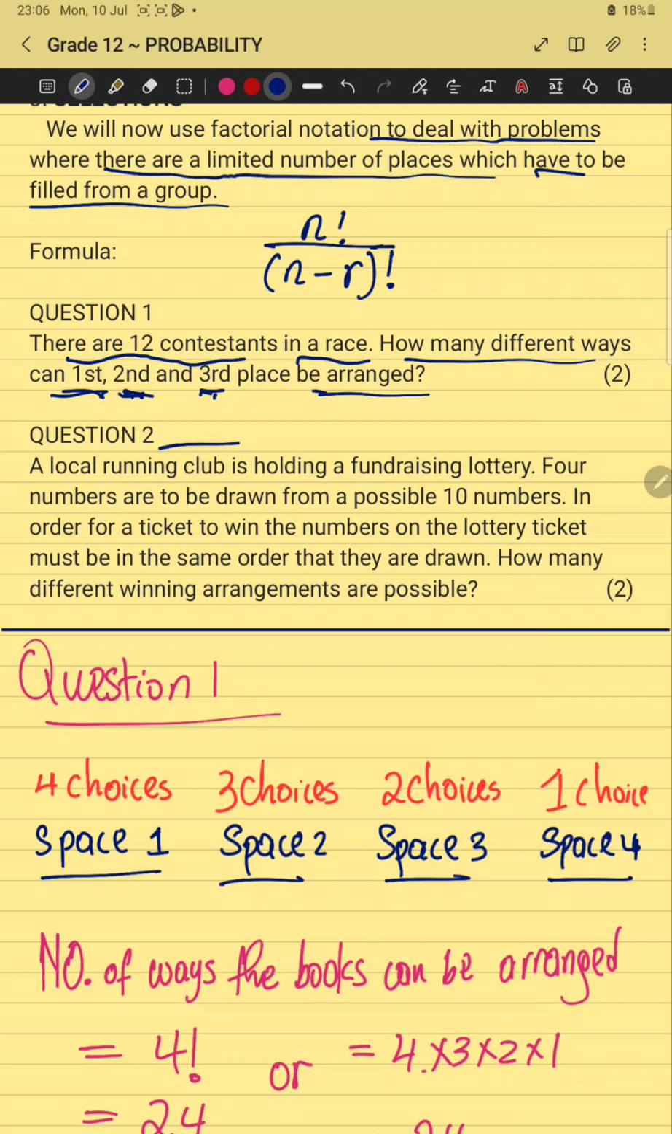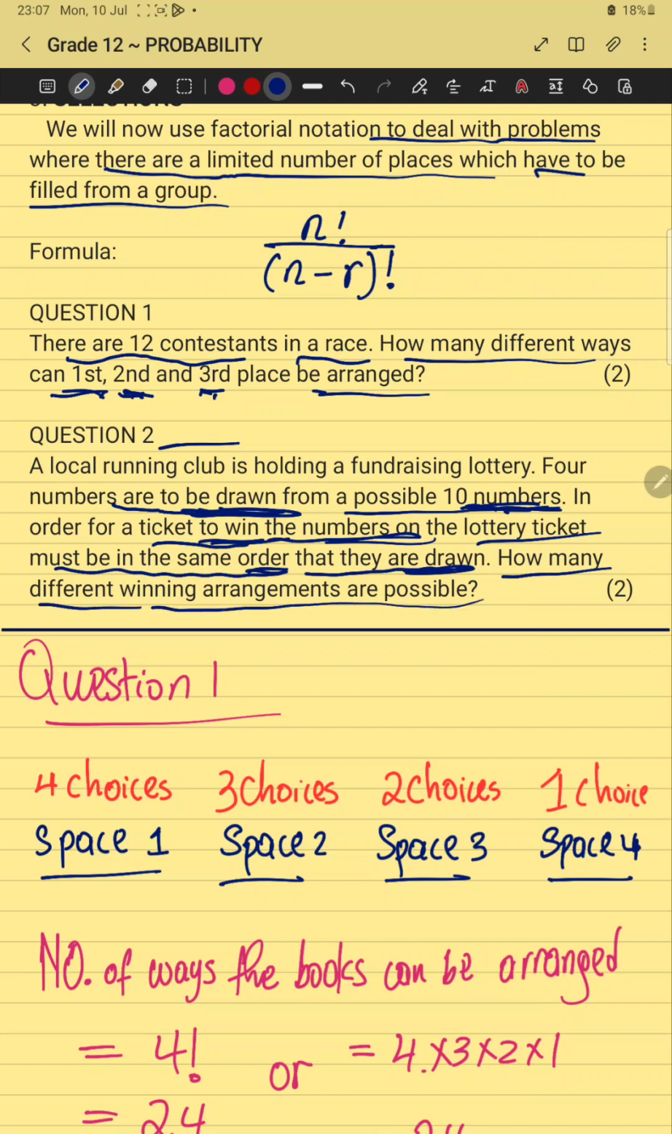A local running club is holding a fundraising lottery. 4 numbers are to be drawn from a possible 10 numbers. In order for a ticket to win, the numbers on the lottery ticket must be in the same order that they are drawn. All right, then they ask how many different winning arrangements are possible.